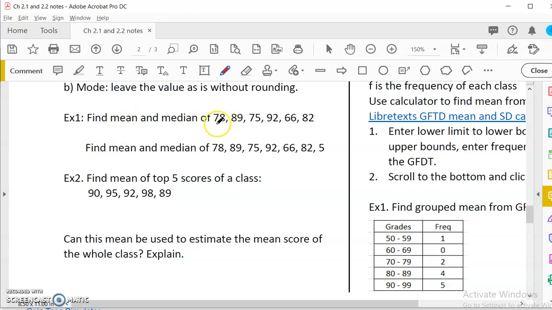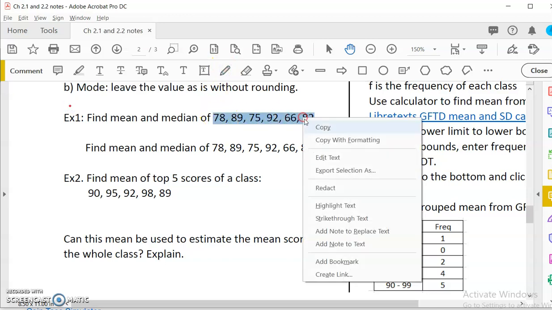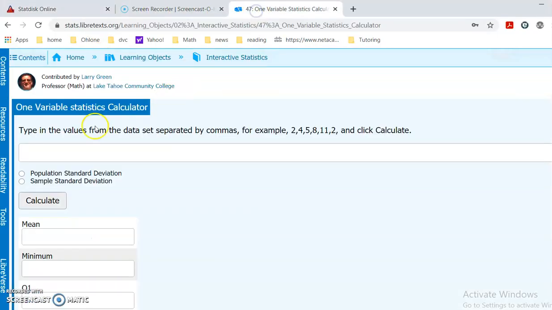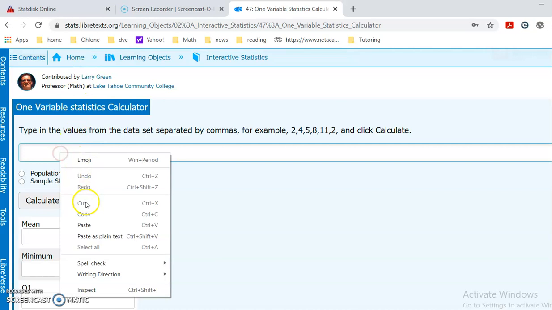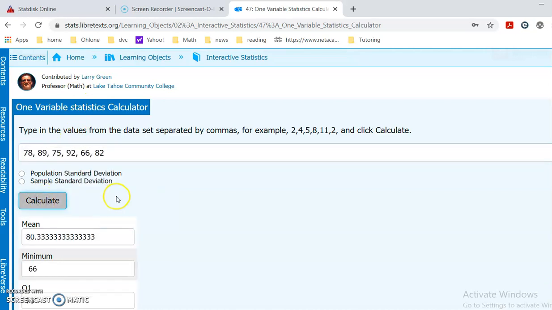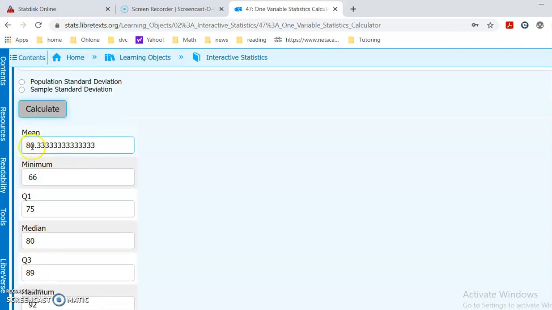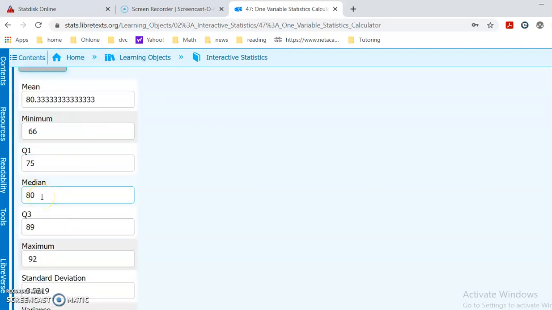So let's do a mean and median for this. Because these are already in list mode, I'm going to copy and paste it. How come I can't copy and paste? Okay, let me try again. Okay, I can copy the list into the one variable statistic calculator and paste it in, and I just calculate. I don't need to check population or sample because by default it's sample. So the mean is 80.3, the median is 80.